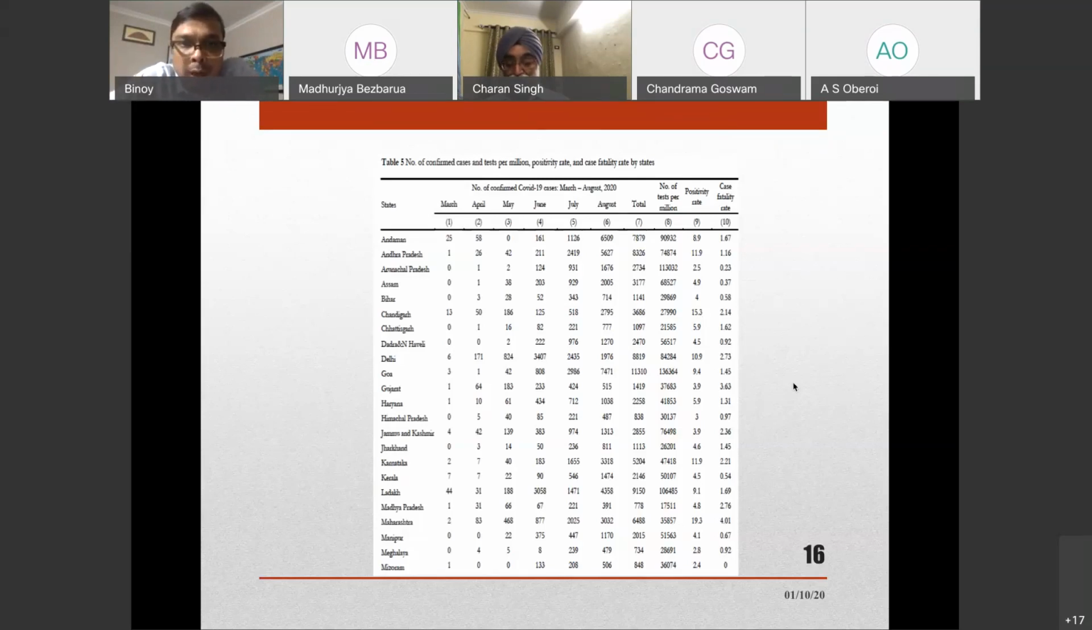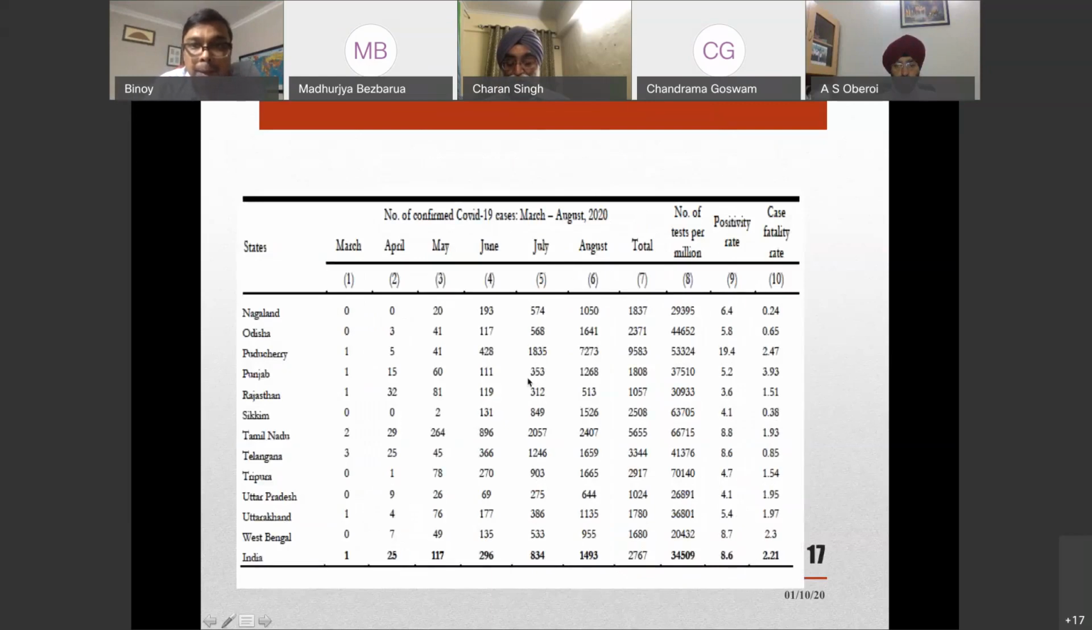So on the whole, we have states like Andhra Pradesh, as you can see here, then Delhi, Goa, Karnataka, Ladakh, Maharashtra, Puducherry, Tamil Nadu. These are some states and Union Territories where the incidence is very high. You can see per million, the number is relatively high.